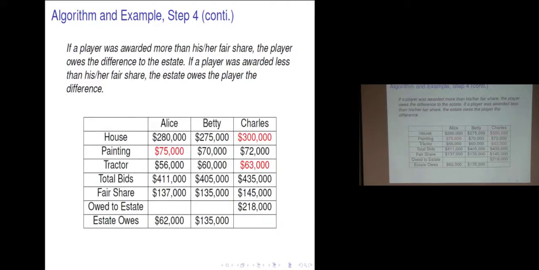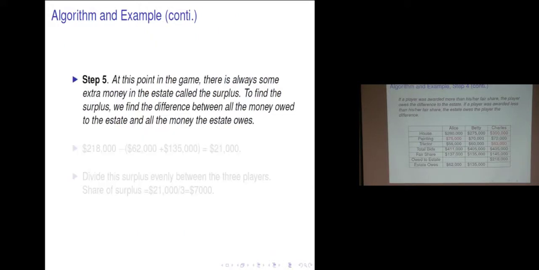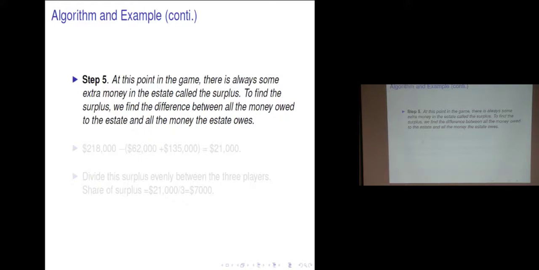Let's record it down. For Charles, we saw that he gets too much, so he owes the estate this amount, which was calculated in the previous slide. For Alice and Betty, it's the opposite, so the estate owes them. The estate owes Alice this amount and owes Betty that amount. So this is step four. At this point of the game, there's always some extra money.